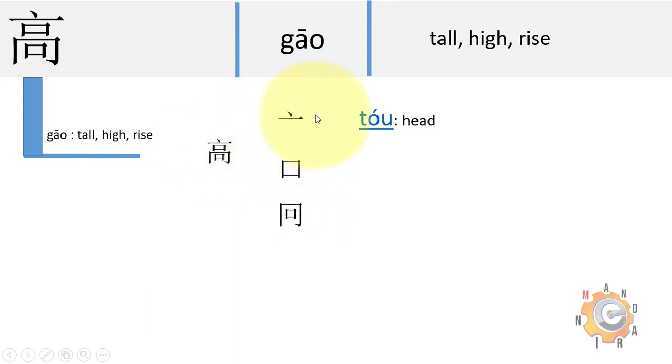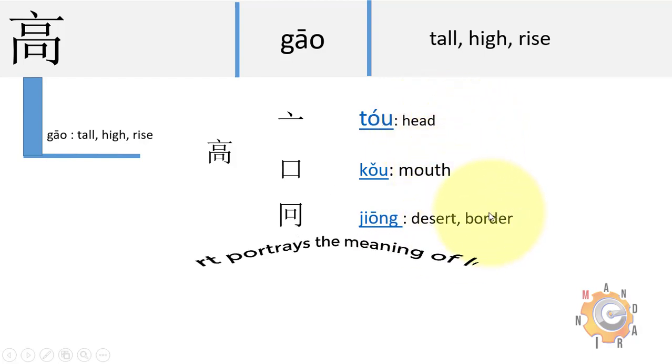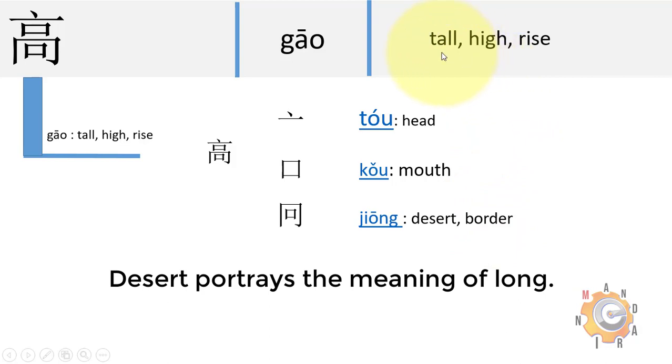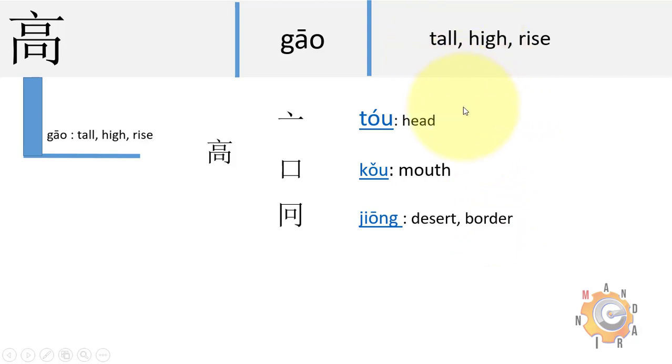This character is actually tou, which means head. This character is kou, mouth, and this is jiong, which means desert or border. So between head and mouth, if there is a desert or border, then it means the person is tall or high.